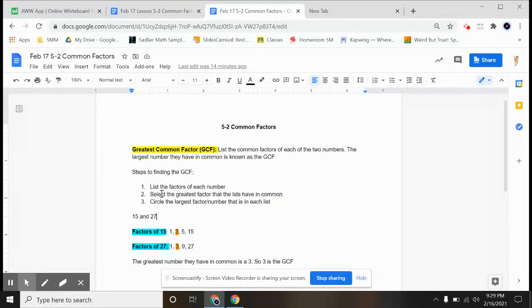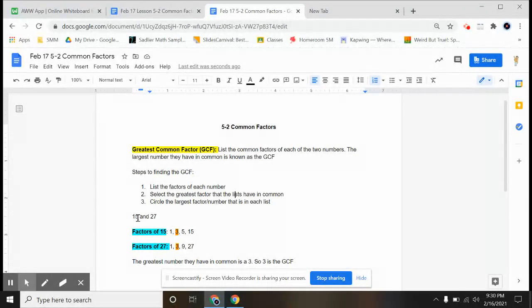Once I've listed the factors of each of the numbers, the second step is you're going to select the greatest factor that the list has in common, okay? I got a typo here. Hang on, I got to fix it. All right. Once you have all of the factors listed, and once you've selected the greatest one or the largest one that you notice is in each list, you're going to circle that, and it's going to be known as the greatest common factor. So let's experiment with one.